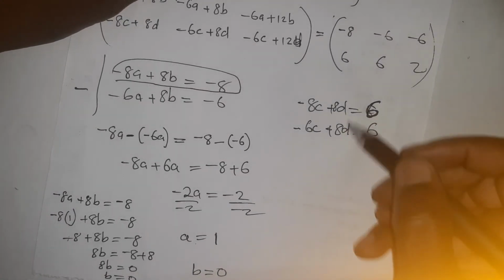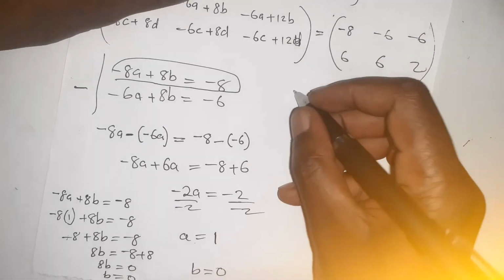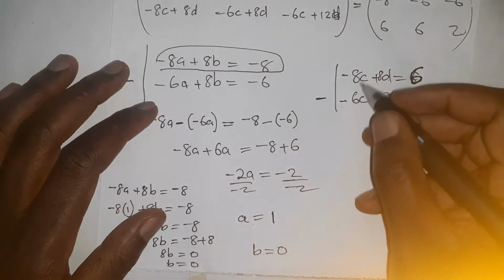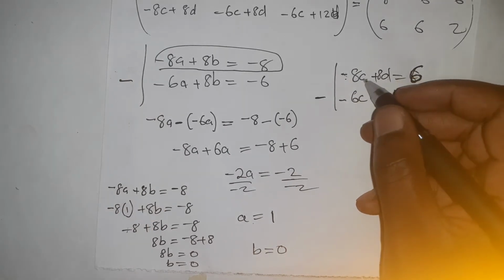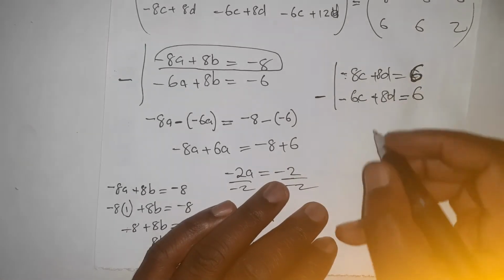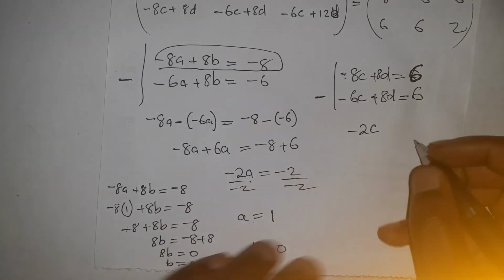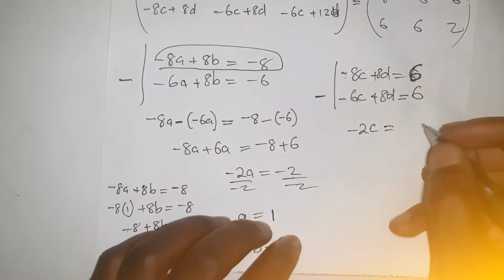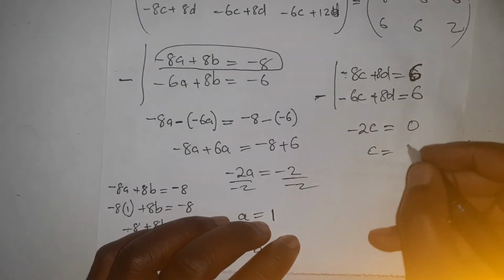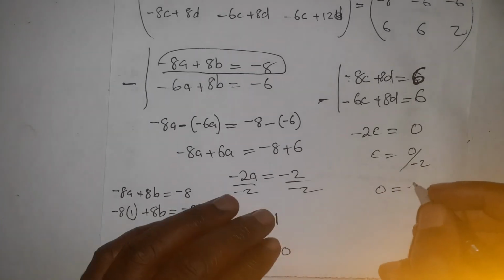Then we continue, we go to this one. Already also here, you'll notice that D has the same coefficient. So I'm sure you understand now what we have done here. So here I'll just say minus. When we do this, negative 8C minus, this is going to give us negative 2C here. The same process here. This one will give us a 0. Then 6 minus 6, it will give us a 0. So C is equal to 0 divided by negative 2. So C is equal to 0.